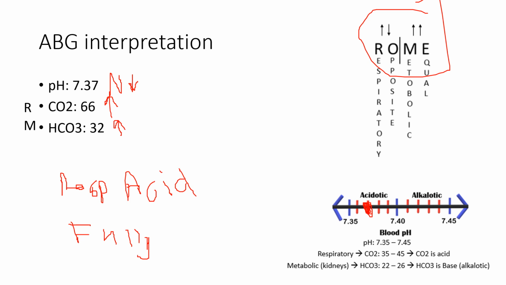So that means that our problems are respiratory. Maybe we have COPD, maybe it's an opiate overdose, but now our kidneys are working their kidneys off to try to neutralize, which they've done a great job since our pH is in normal range. And now we have respiratory acidosis, but we are fully compensated.